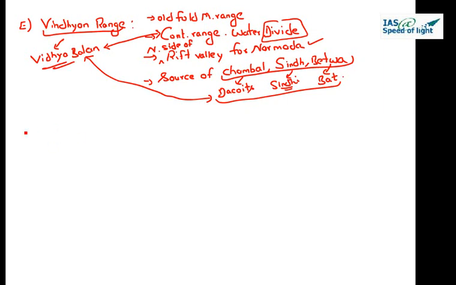Now we come to the final part of the central highlands, which is the Narmada Valley.